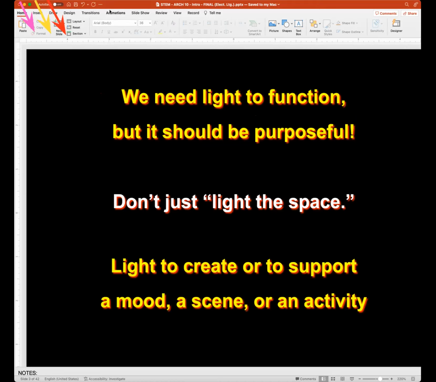All right, we need light to be functional, but it should also be purposeful, right? Don't just light a space. I want you to look at how to light to create or to support a mood, a scene, or an activity.